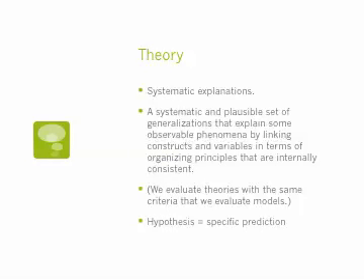So when we think about what a theory is, it's basically a systematic explanation of a process. It gives us some generalizations that help explain some observable phenomena by linking constructs and variables in terms of organizing principles that are internally consistent. There's a lot there, but basically a theory proposes certain general phenomena. The theory of gravity, for example, proposes that there is a force acting on objects on Earth that causes them to move towards the Earth. So that's the observable phenomena we know, right? We know that apples fall from trees. We know that things fall towards the Earth.